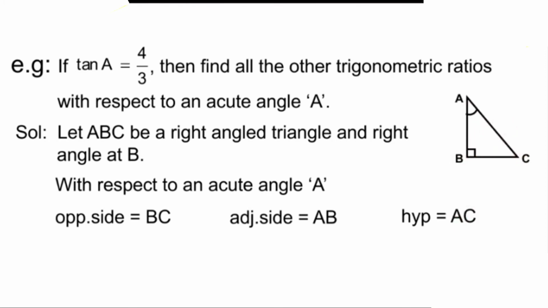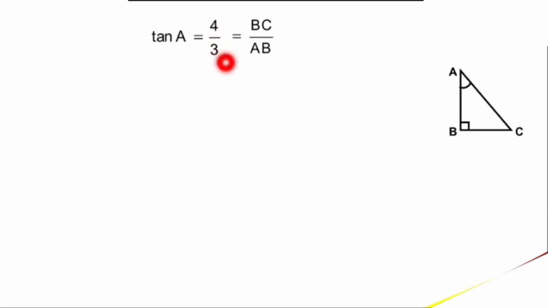Now, according to the problem, the value of tan A is equal to 4 by 3. Children, how do we define tan? Yes, tan is defined as opposite by adjacent. Now let us replace opposite and adjacent with the sides BC and AB. Then we get tan A is equal to 4 by 3 which is equal to BC by AB.